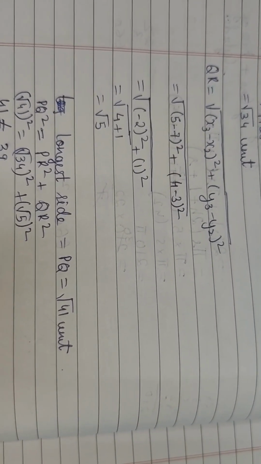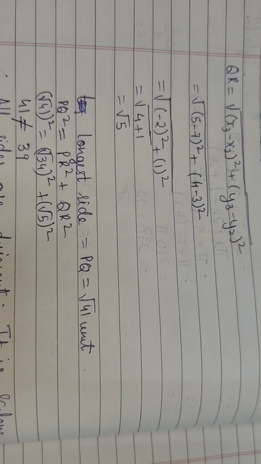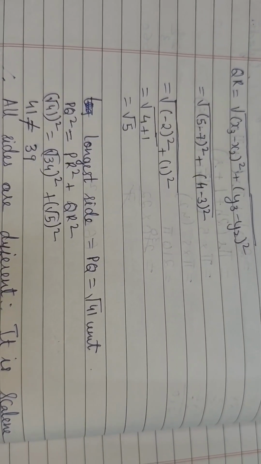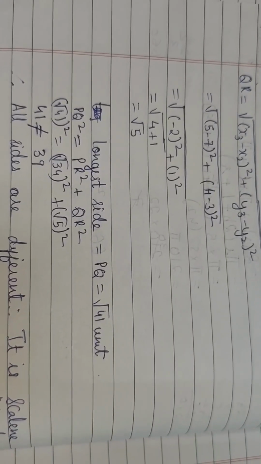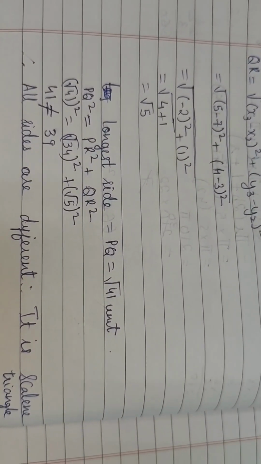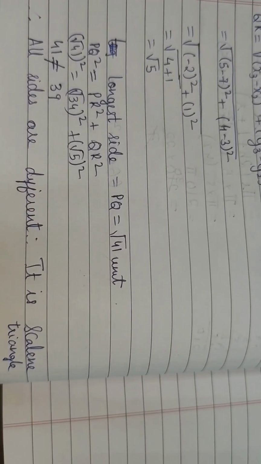Then I will use the Pythagoras theorem over here. The longest side, the hypotenuse, should equal the sum of squares of the other two sides. So I am getting 41 is not equal to 39. So here all sides are different, therefore it is a scalene triangle.